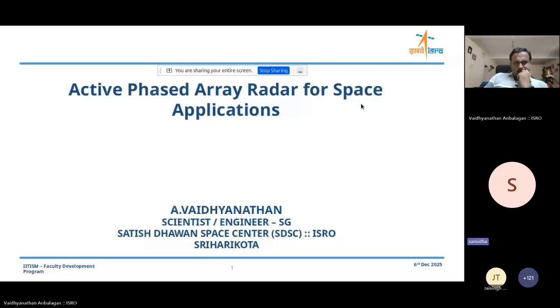He has played a key role in the design and realization of radar systems at SHAR, including India's world-class multi-object tracking radar. For his outstanding contribution, he received the ISRO Young Scientist Award in 2011 and the Team Award in 2015 for realizing the active phased array radar.